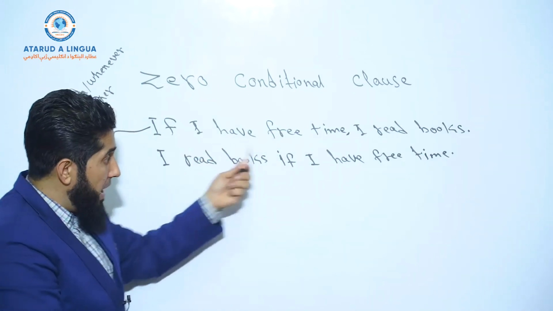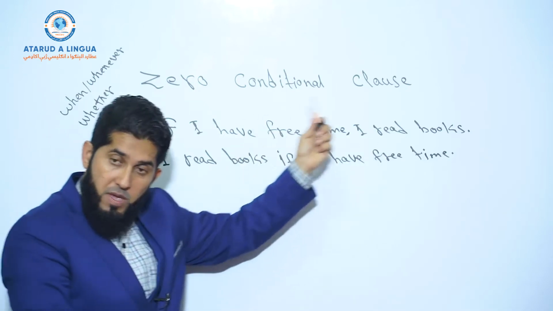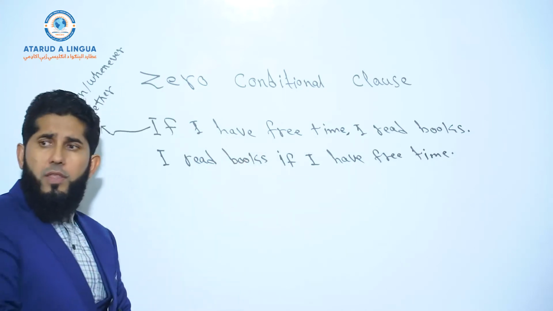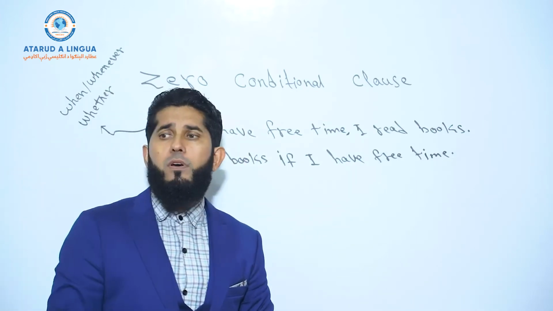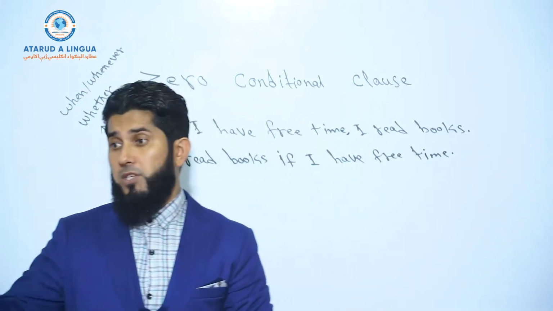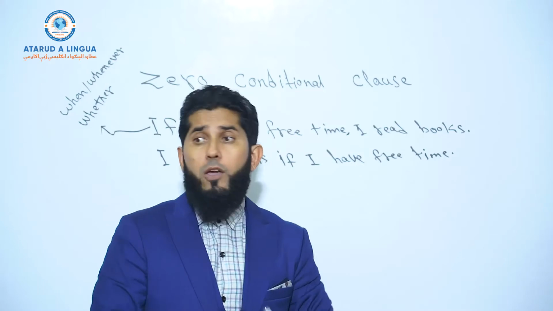So now there may be actions in both clauses. There may be states in both clauses. There may be action in one clause and state in the other clause. So well, it depends. You may have action verbs in both clauses. You may have state verbs in both clauses. You may have an action verb in one clause and a state verb in the other. Now, I hope it's clear.